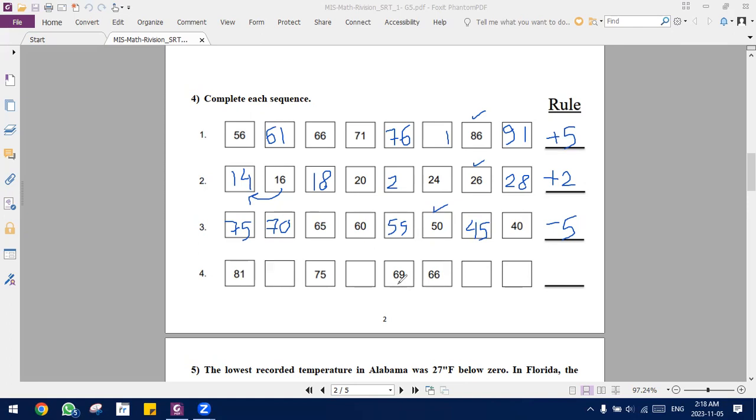Now the last one, 69. And then it becomes 66. Decreasing. So this is minus 3. So we start from the beginning. 81 minus 3, 78. Minus 3, 75. Minus 3, 72. 69, 66, 63, and the last one is 60. So again, sequence is numbers following the same rule.